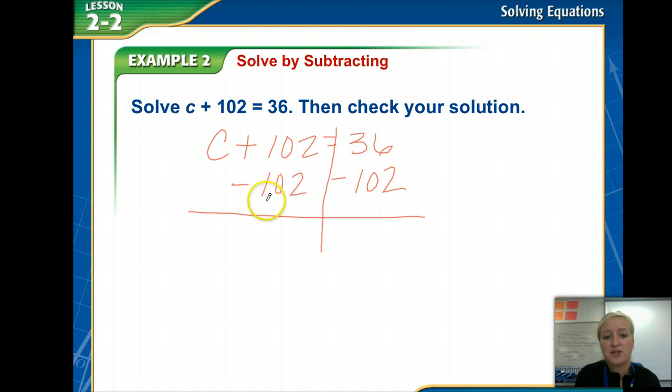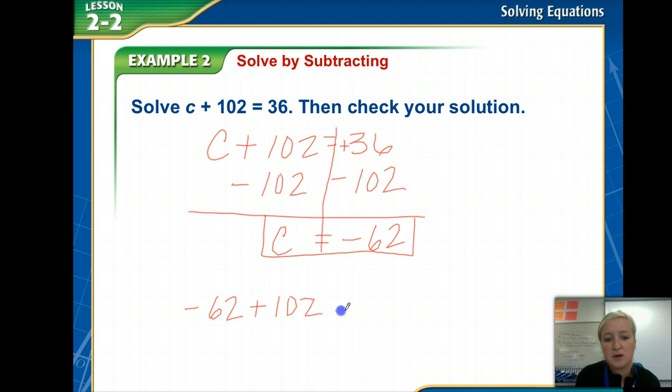Notice the positive 102 and the negative 102 will cancel out. I'm left with C equals a positive 36 minus 102, which gives me a negative 62. Okay? So now I'm just going to quickly make sure: does negative 62 plus 102 equal a positive 36? And yes, it does. 36 equals 36. I know my answer has been checked.